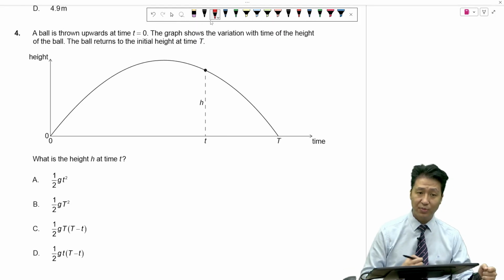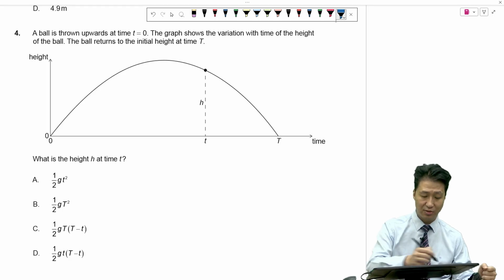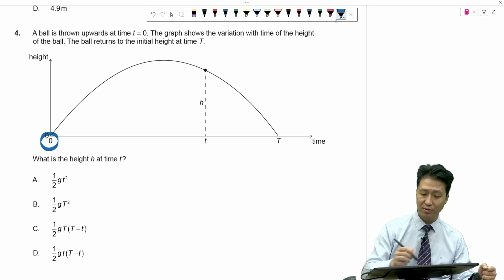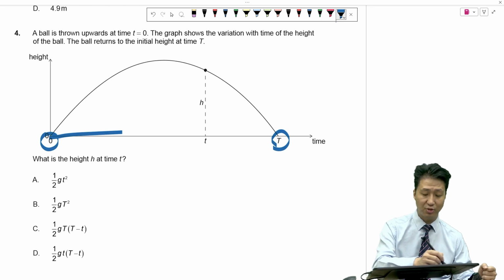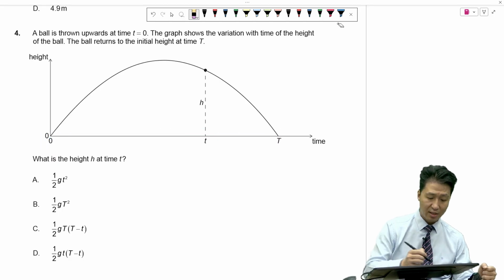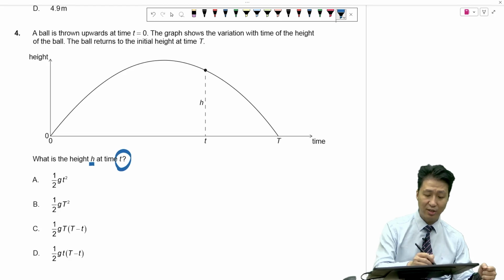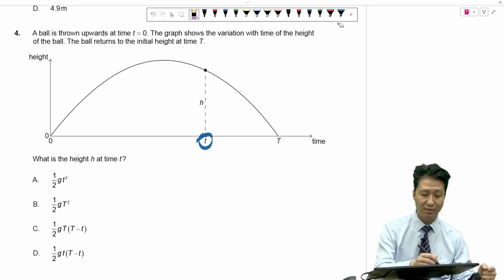In question number 4, a ball is thrown upwards at time t equals 0. The graph shows the variation with time of the height of the ball. The ball returns to the initial height at time T. So here, at time capital T, it takes this much time to go all the way up and come all the way down. The question is, what is the height h at time lowercase t, which is some random time in the middle?